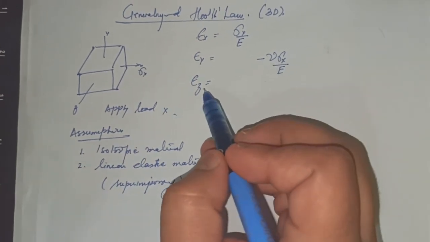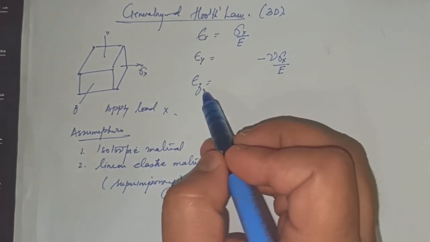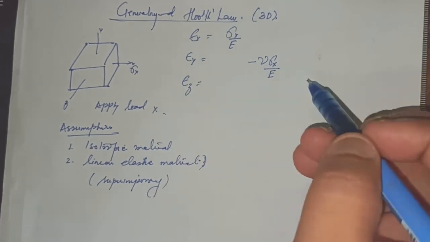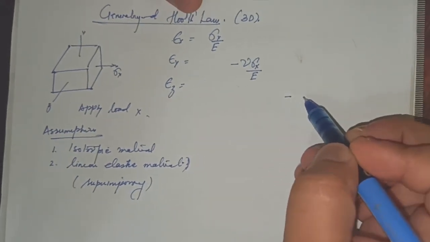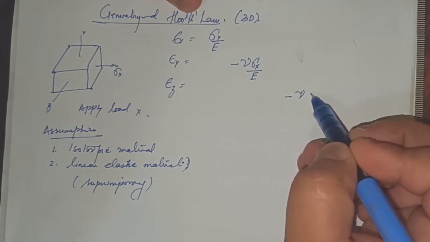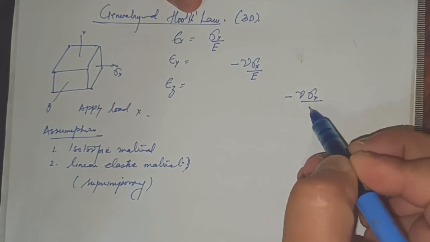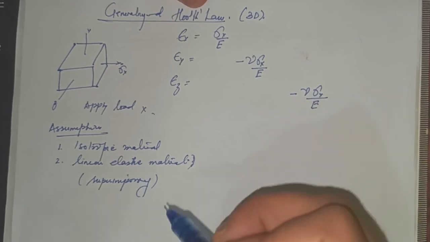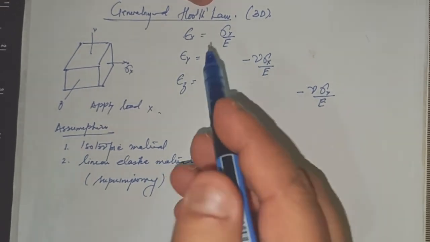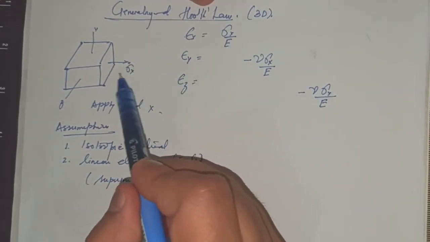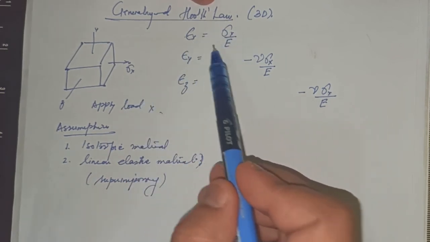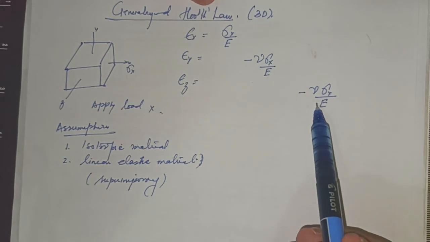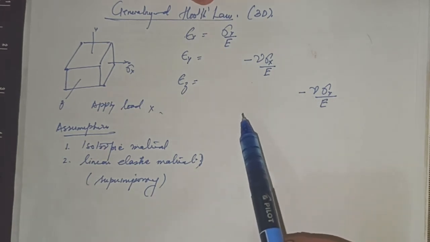In a similar way, what will be the strain in the z direction? In the other transverse direction, you will get the same strain, minus nu sigma x upon E. So due to the application of one load sigma x, you get a strain along x, and strains along y and z also due to the Poisson's effect.